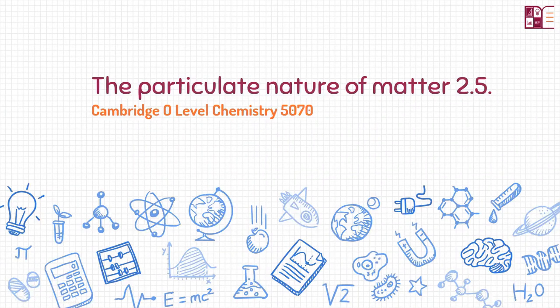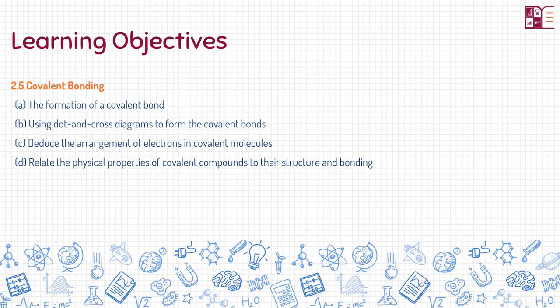Today we're going to study the particulate nature of matter 2.5, which is covalent bonding. The learning objectives for today's class are that we are going to study the formation of a covalent bond, how it is basically formed, and what kind of atoms or elements are involved during the formation of a covalent bond. Then we're going to continue with the dot and cross diagrams to form the covalent bonds, and we're going to deduce the arrangement of electrons in covalent molecules.